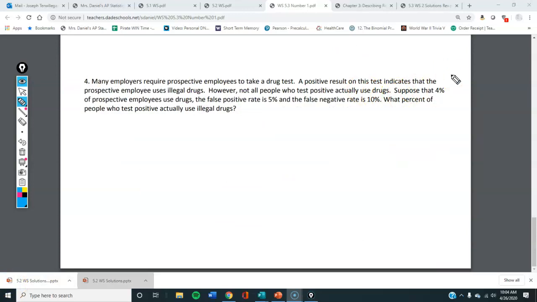Alright, many employers make people take a drug test. Sometimes you get false positives, sometimes you get false negatives. So, we want to know what percentage of people who test positive actually use drugs. We're going to want to make a tree diagram for this. There's 2 types of people in this world: people who use drugs, and people who don't.